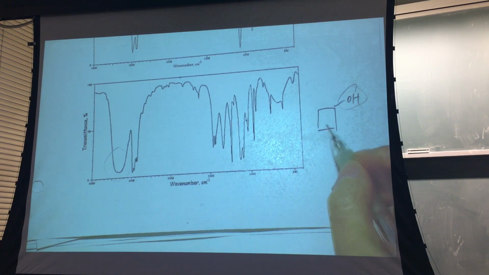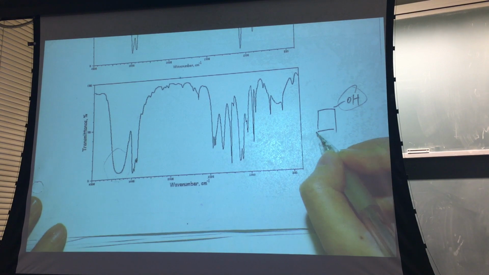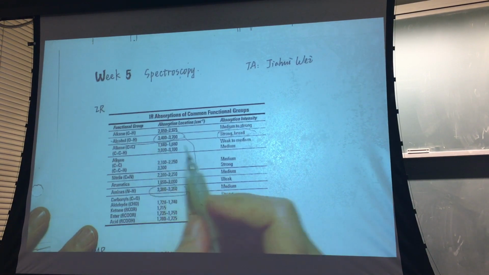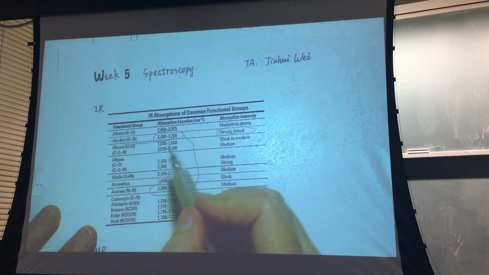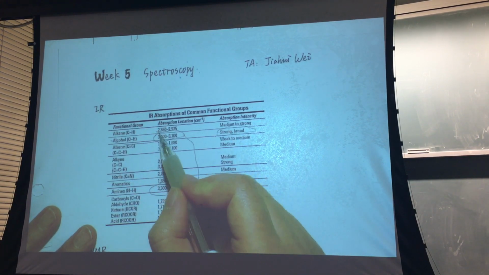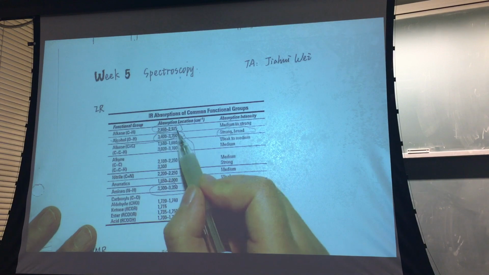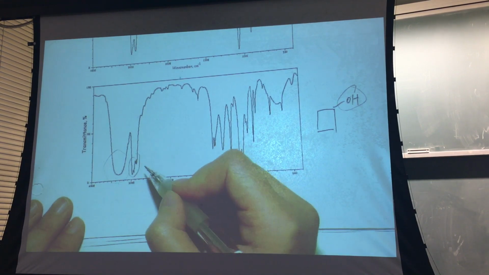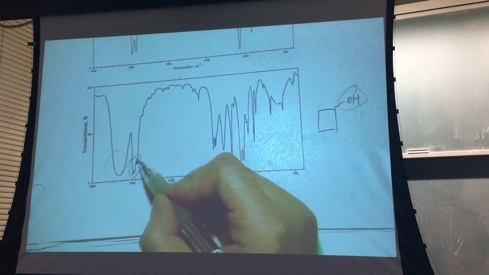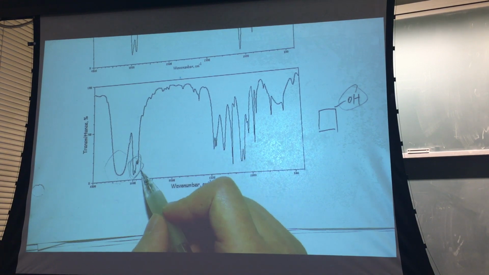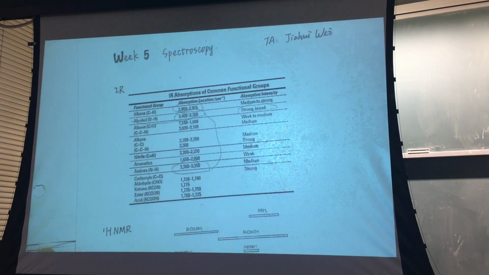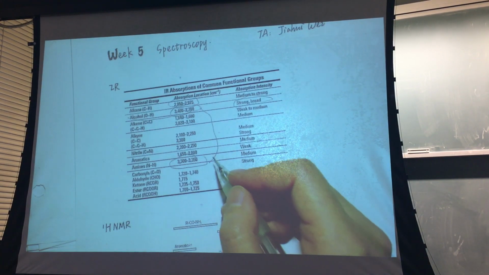And then what else does this one have? It's all saturated carbon-hydrogen. So on the table it says alkanes. It's in this region, about 3,000. This is a region that I don't really look at, which is here. That's responsible for the bond of alkane, carbon-hydrogen, all kinds.